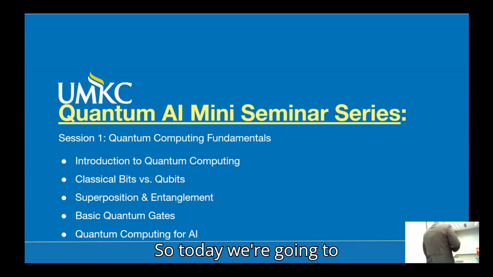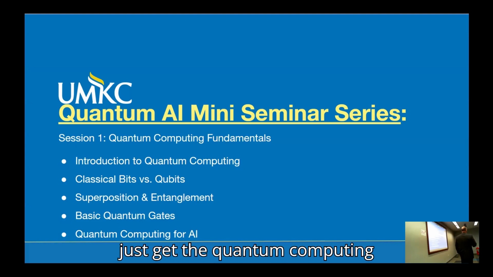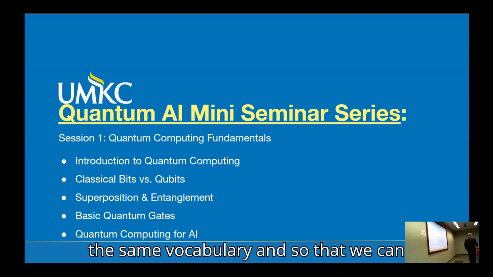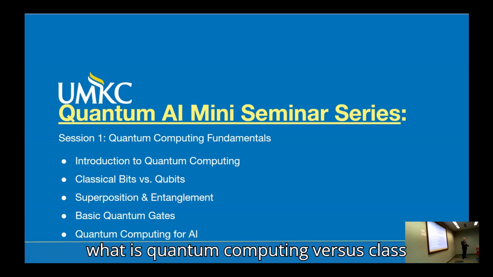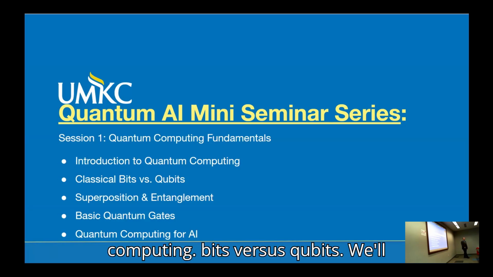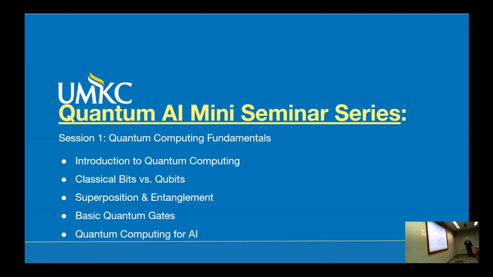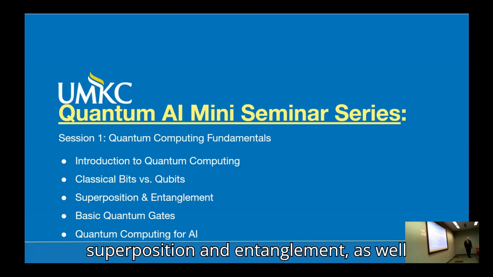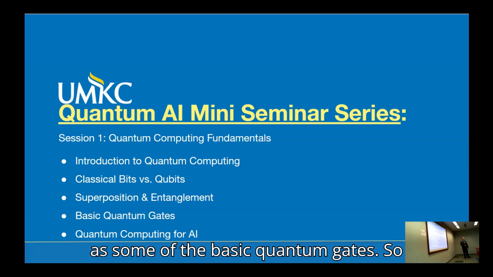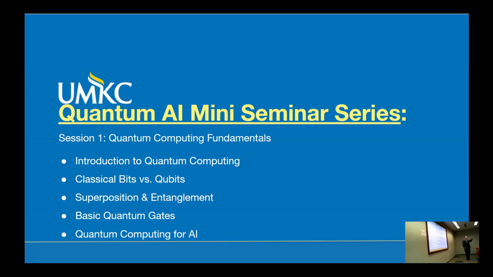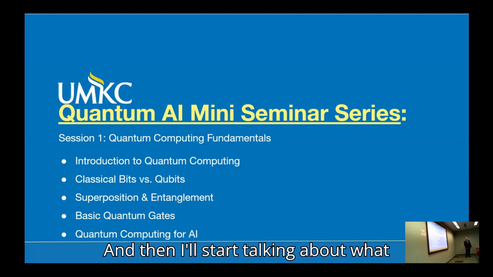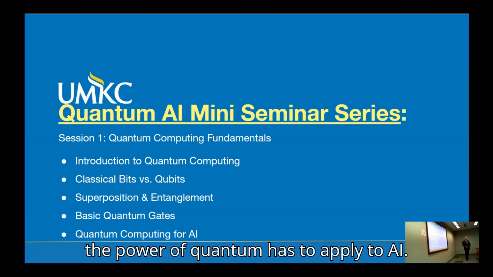So today, we're going to just get the quantum computing fundamentals down. I just want us to have the same vocabulary. And so that we can start covering this, we'll talk about what is quantum computing versus classical computing, bits versus qubits. We'll move on a little bit to talk about superposition and entanglement, as well as some of the basic quantum gates. So what are the corollaries of AND and NOT gates for the quantum world? And then I'll start talking about what the power of quantum has to apply to AI.